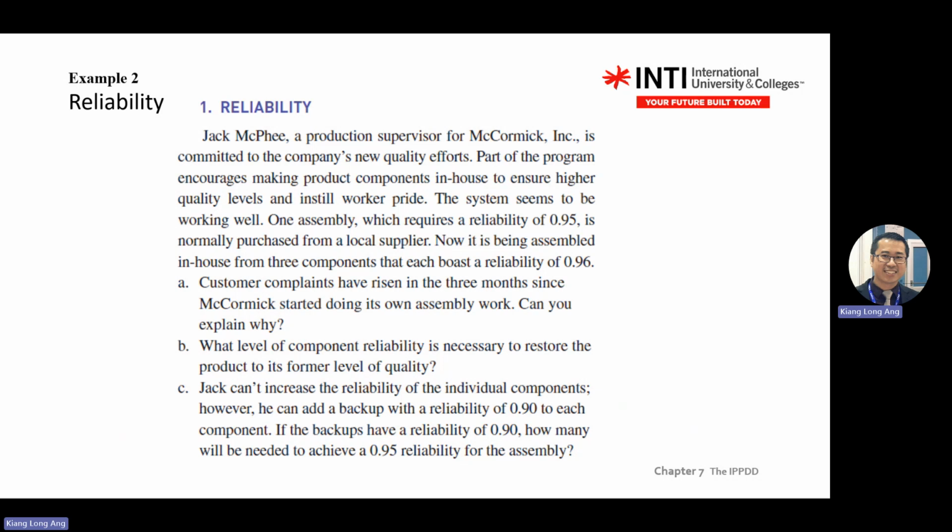One assembly requires 95% reliability and is normally purchased from a local supplier. Now it is being assembled in-house from 3 components. So it means your system has 3 boxes. You don't know how to assemble it, right? It can be either this way or this way. So the in-house assembly has 3 components that each have a reliability of 0.96. What is the individual component reliability? It tells you already, 3 components, each reliability is 0.96.